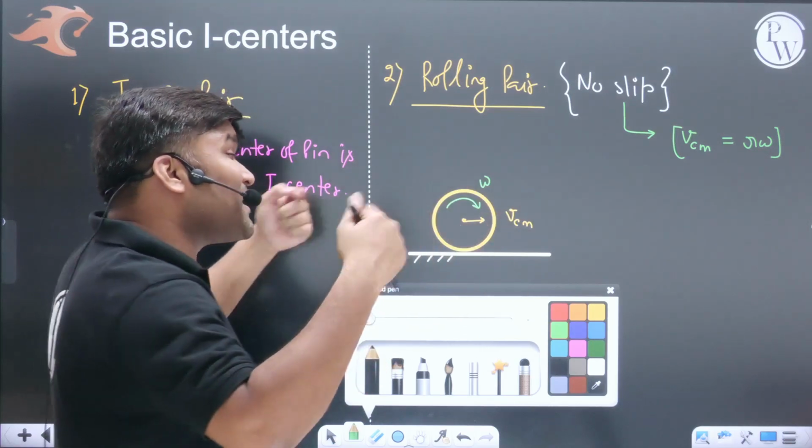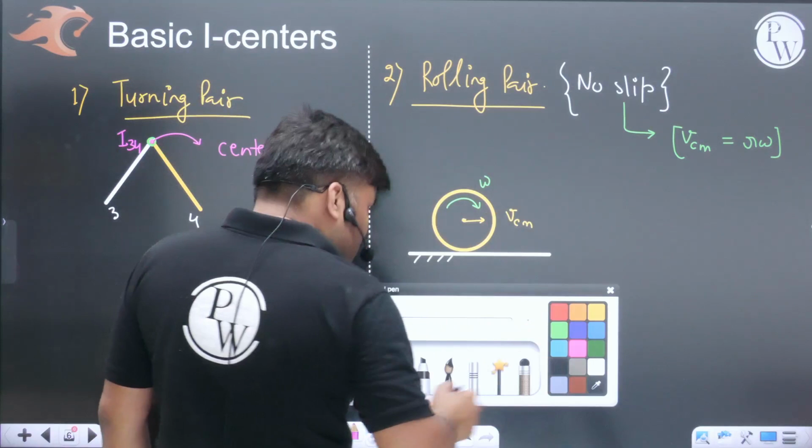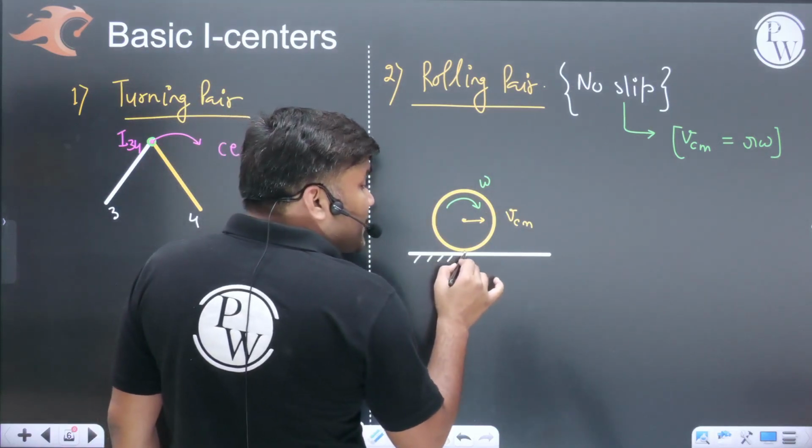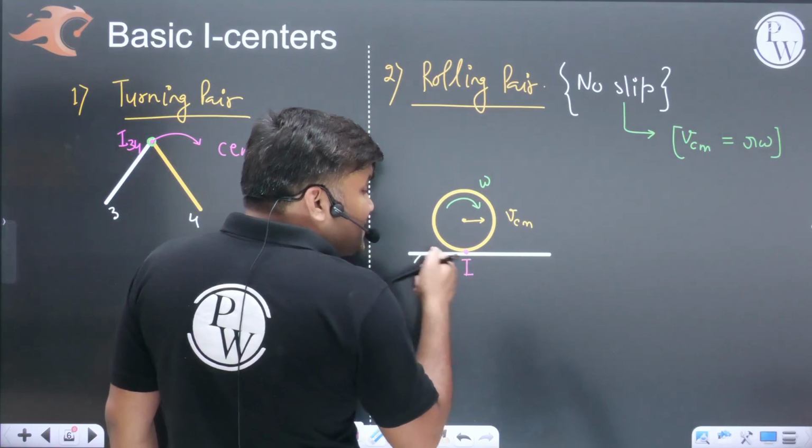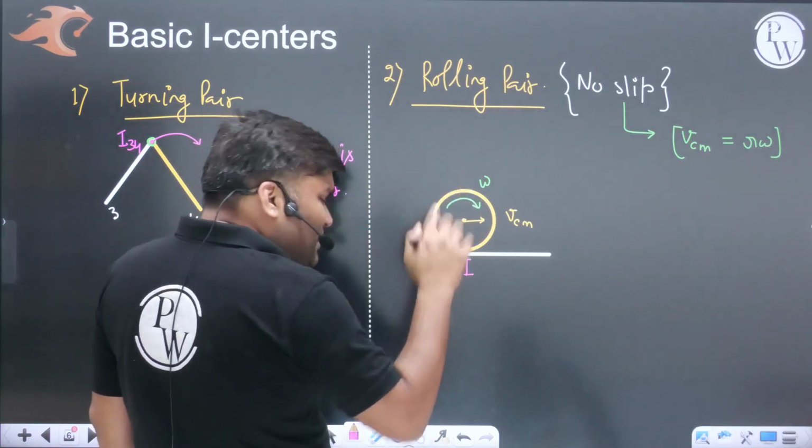But if you want to get a feel of pure rotation, just sit down at this point of contact. This particular point of contact is your I center for these two bodies. For relative motion, we define the I center.